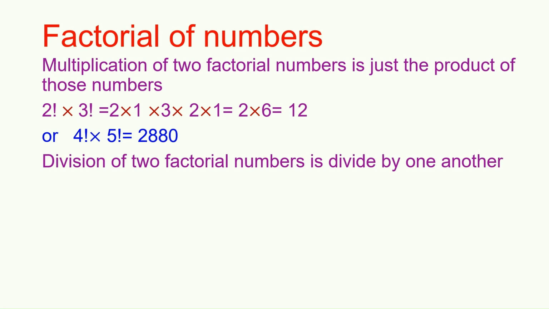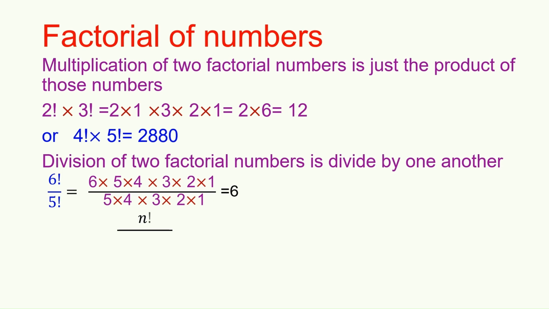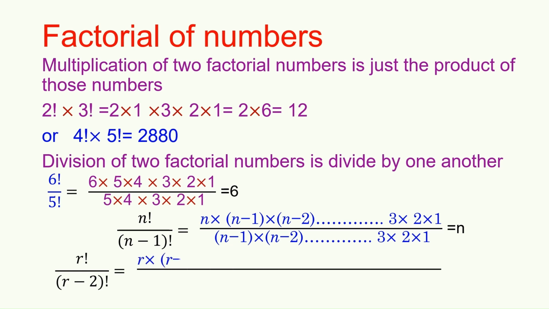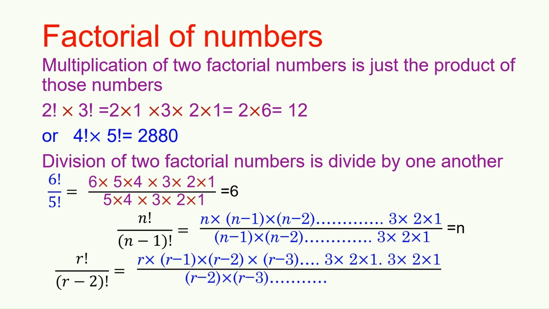Division of two factorial numbers is to divide one factorial by another factorial. Note, when you divide one factorial by another factorial, write all the numbers which are in the factorial, and see many of them are cancelled out, giving you a simple answer. Factorial 6 divided by factorial 5 is equal to 6. So is factorial n divided by factorial n minus 1 is just n. And so on.